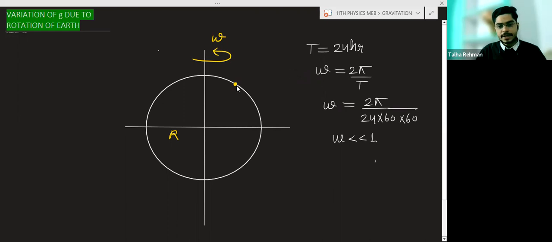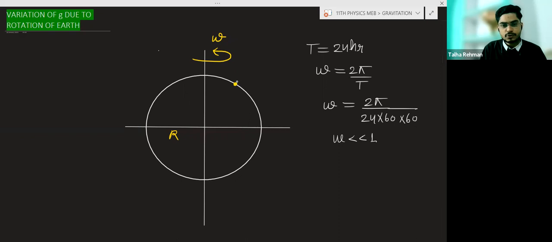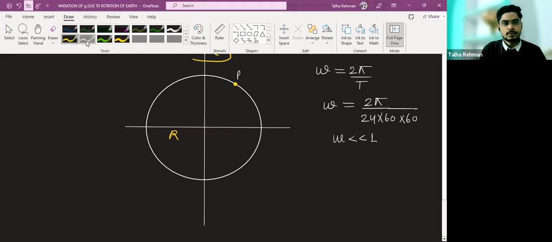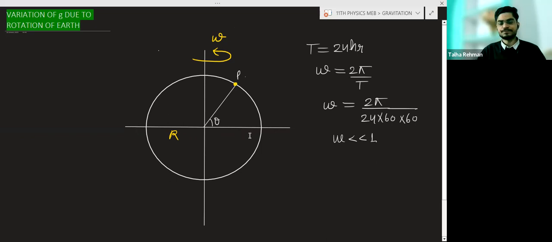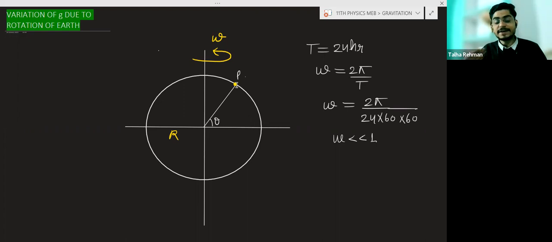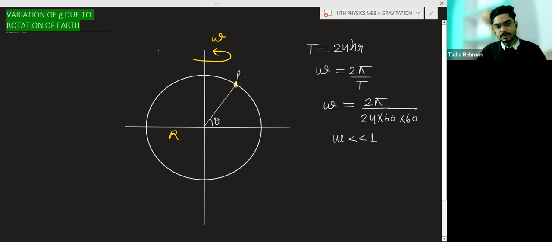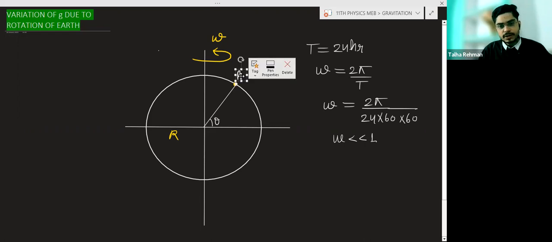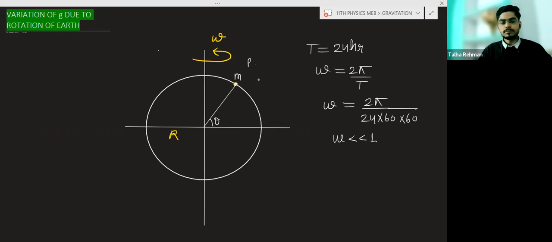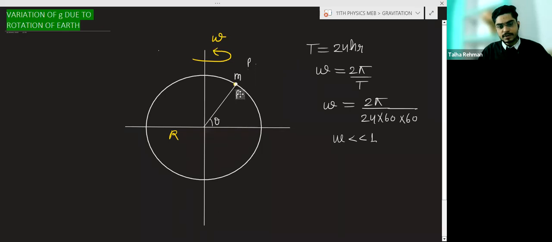Now I am taking any point on the surface of the earth. Suppose I have taken this point P on the surface of the earth, which is making an angle theta with this axis, with the horizontal. So what are the forces acting at this point P? Now the earth is rotating. So if a mass is there, suppose at this point P a mass m is placed.